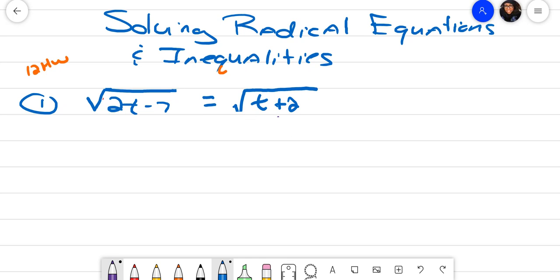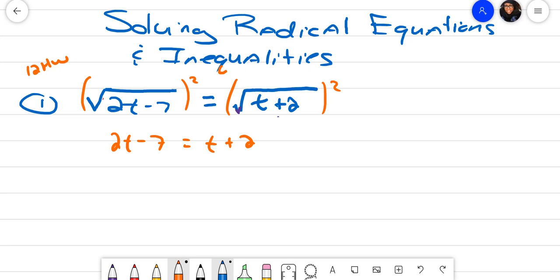So to get rid of the radical here, what we're going to do is just square both sides. That's going to be our start here. So we're going to start taking both sides to the second power. When we square both sides, we end up with 2t minus 7 equals t plus 2. Then, after we've squared it, we have no more radicals. We just go about solving the equation.